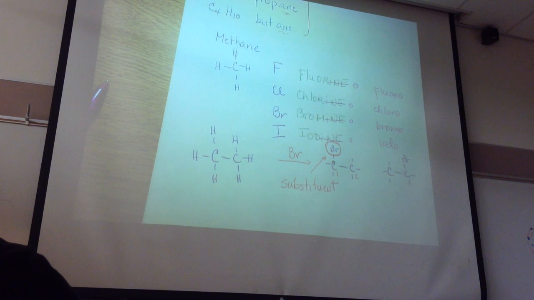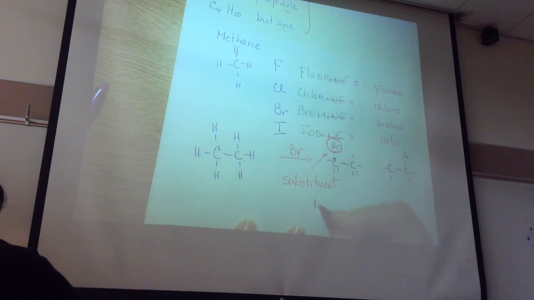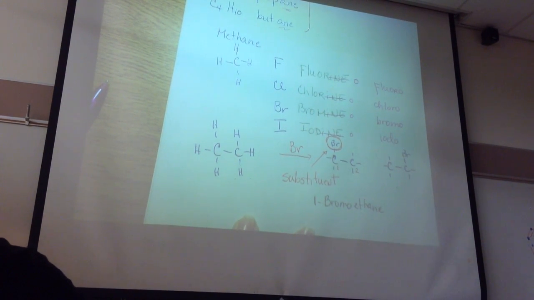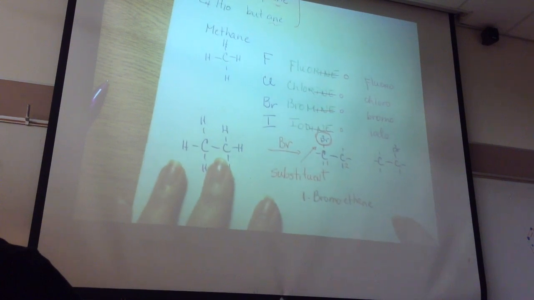All right, that's your substituent. So bromine replaced that hydrogen. This is then going to be called 1-bromoethane. Are you seeing that we're already naming compounds? Is everybody seeing that we're already naming compounds?